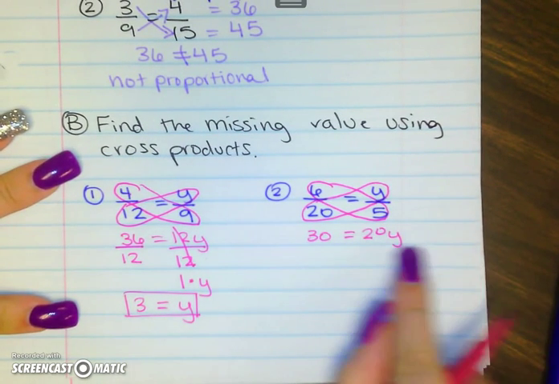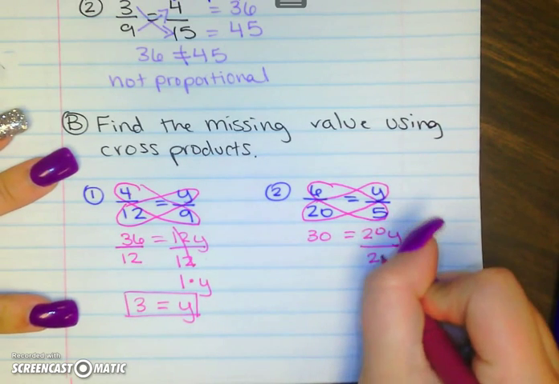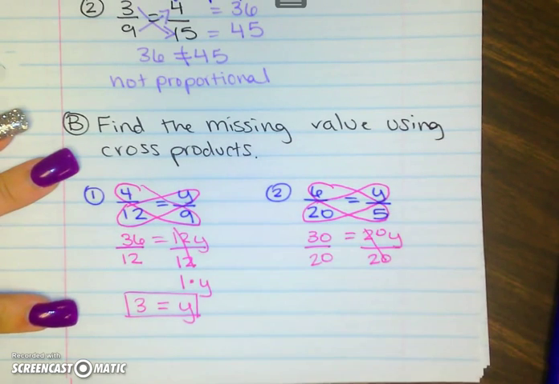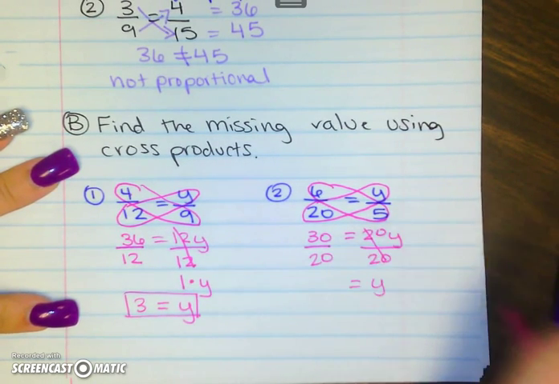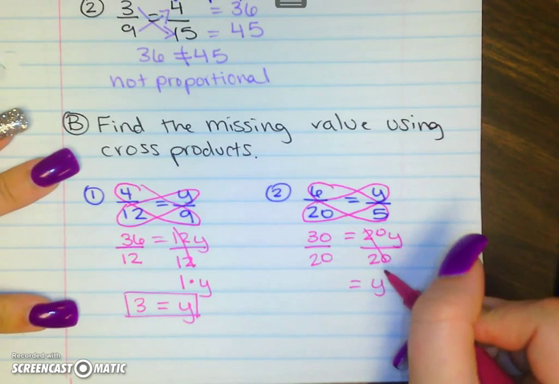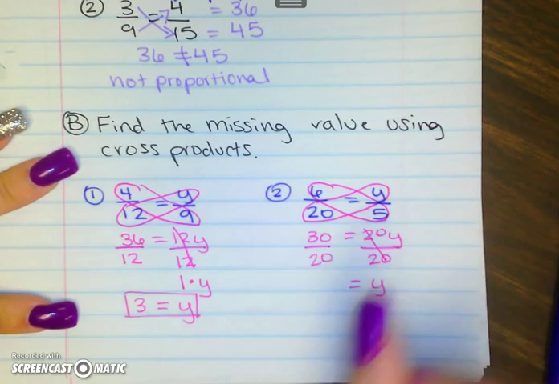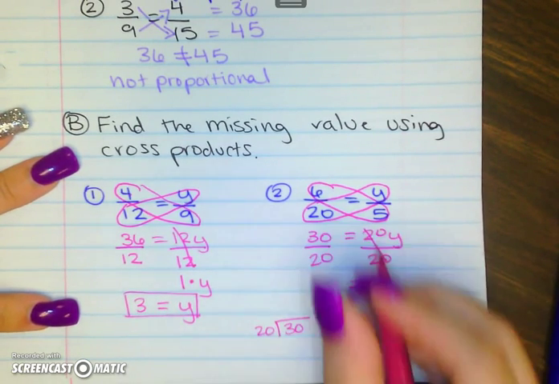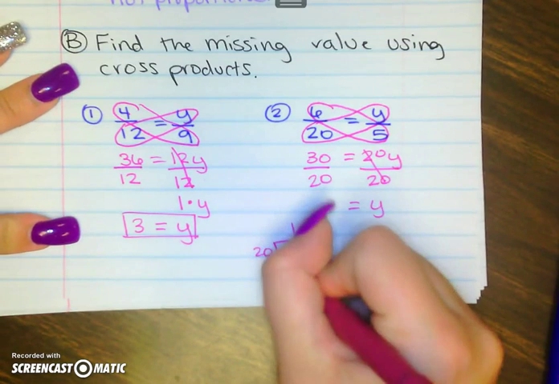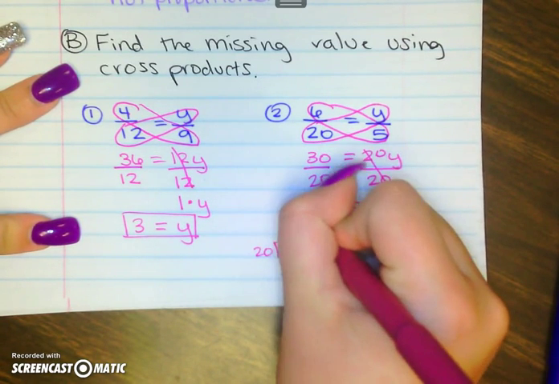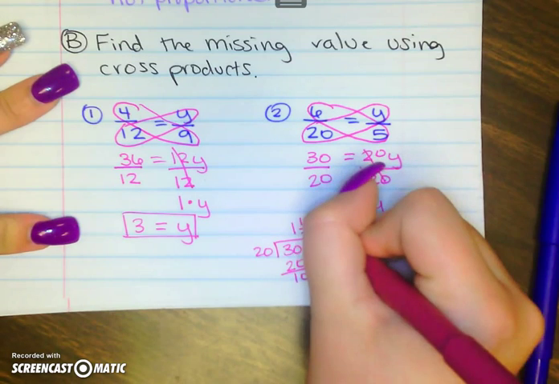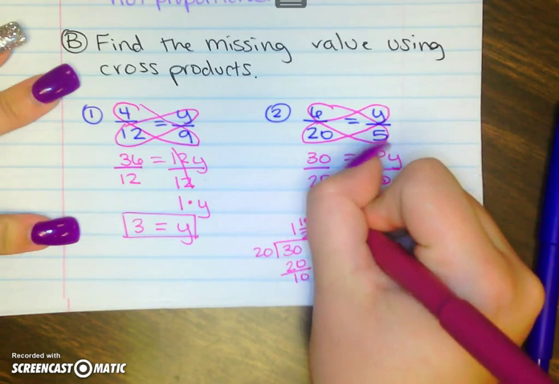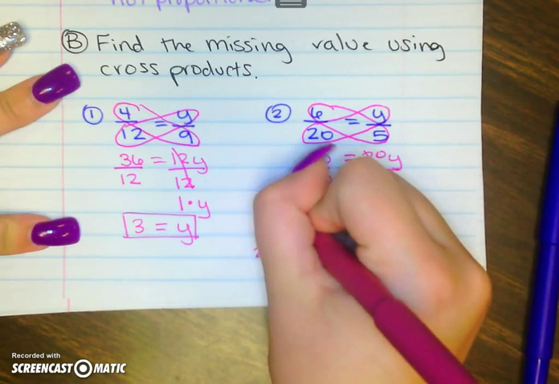I see that I have multiplication going on here, so I'm going to divide. That makes the 20 go away, but whatever I do to one side, I do to the other. So I get y equals, because remember 20 divided by 20 is just 1, so I have 1 y left. And then 30 divided by 20. Alright, 20 goes into 30 one time, and you get 1 and 10 over 20. Now I can reduce this by 10, and I get 1 and 1/2. So 1.5 or 1 and 1/2 is your solution.